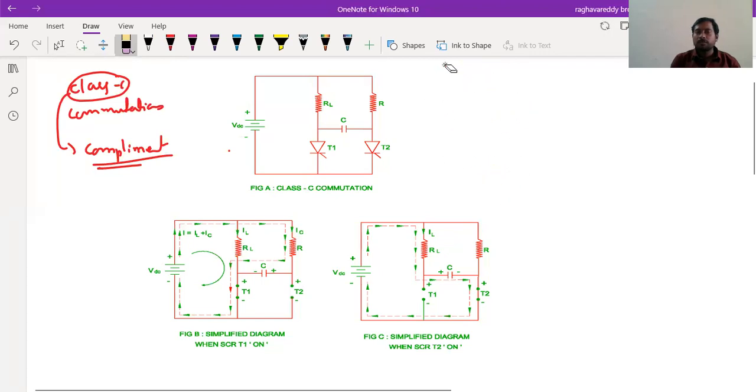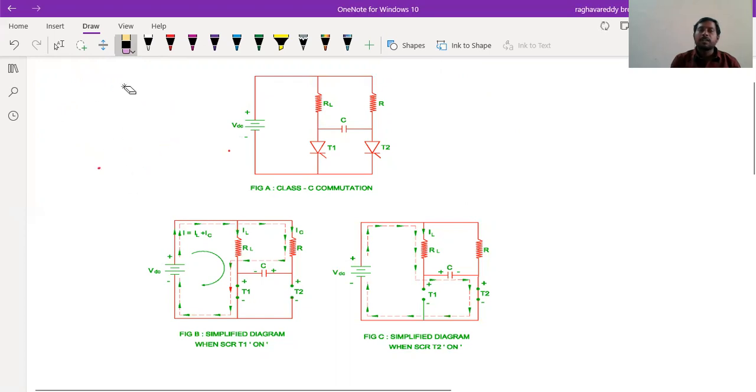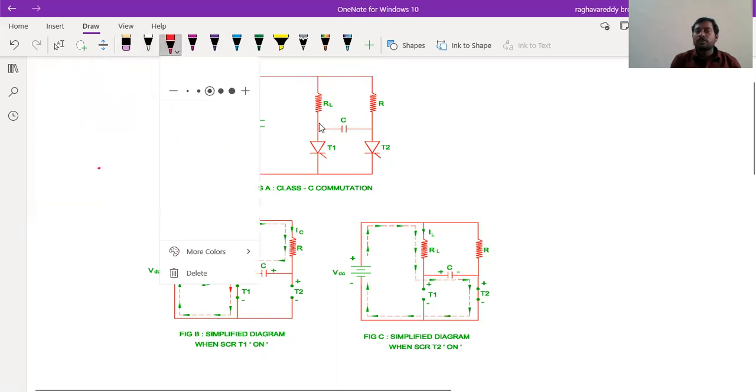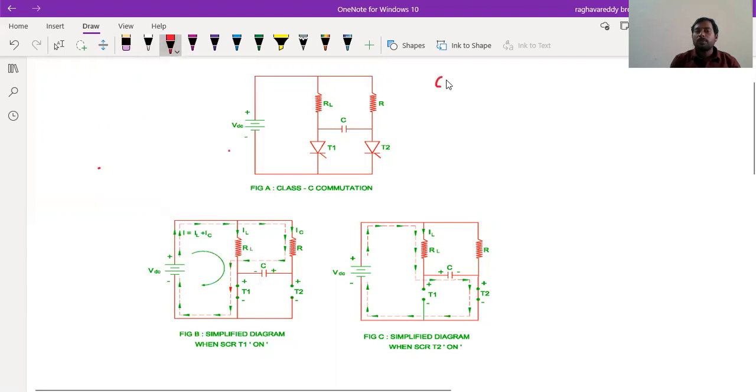Nothing but if thyristor 1 is in operating condition, the other thyristor will be automatically turned off. That's why this commutation is called complementary commutation.